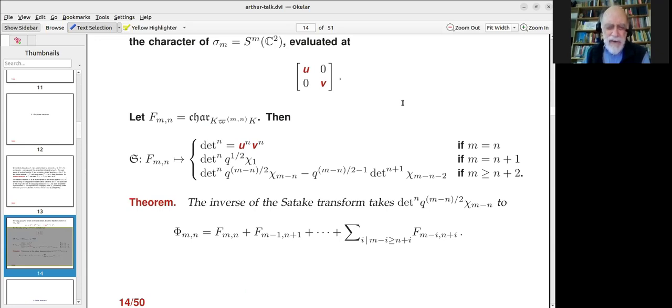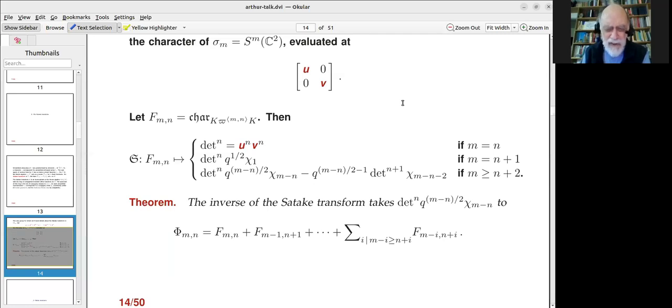I let f sub mn be the characteristic function of the double coset K pi mn K. Here pi mn is the diagonal matrix with omega to the m, pi to the m in the upper left-hand corner and pi to the n down low. And then the Satake transform takes this, as you've probably all seen at one point or another, the map is very easily described. It takes the determinant of n, which is a function on the group, into the product, and has the other formulas I described there. If m equals n, it just takes the characteristic function of K itself.